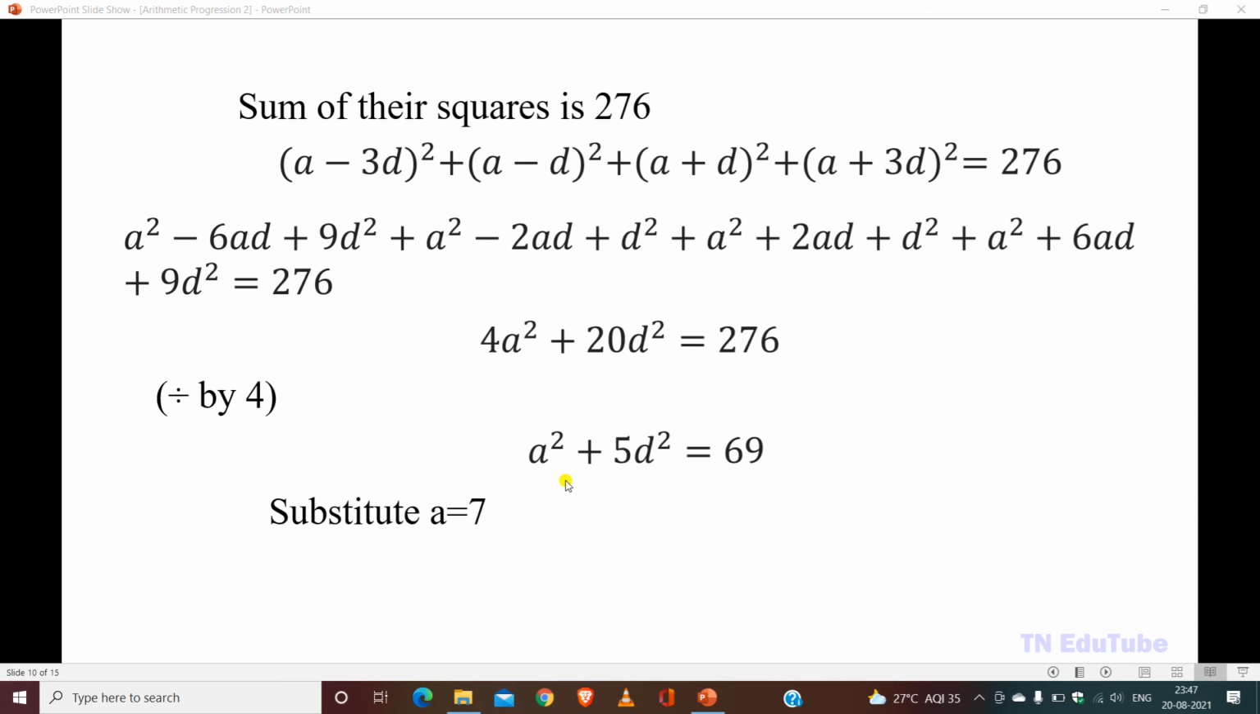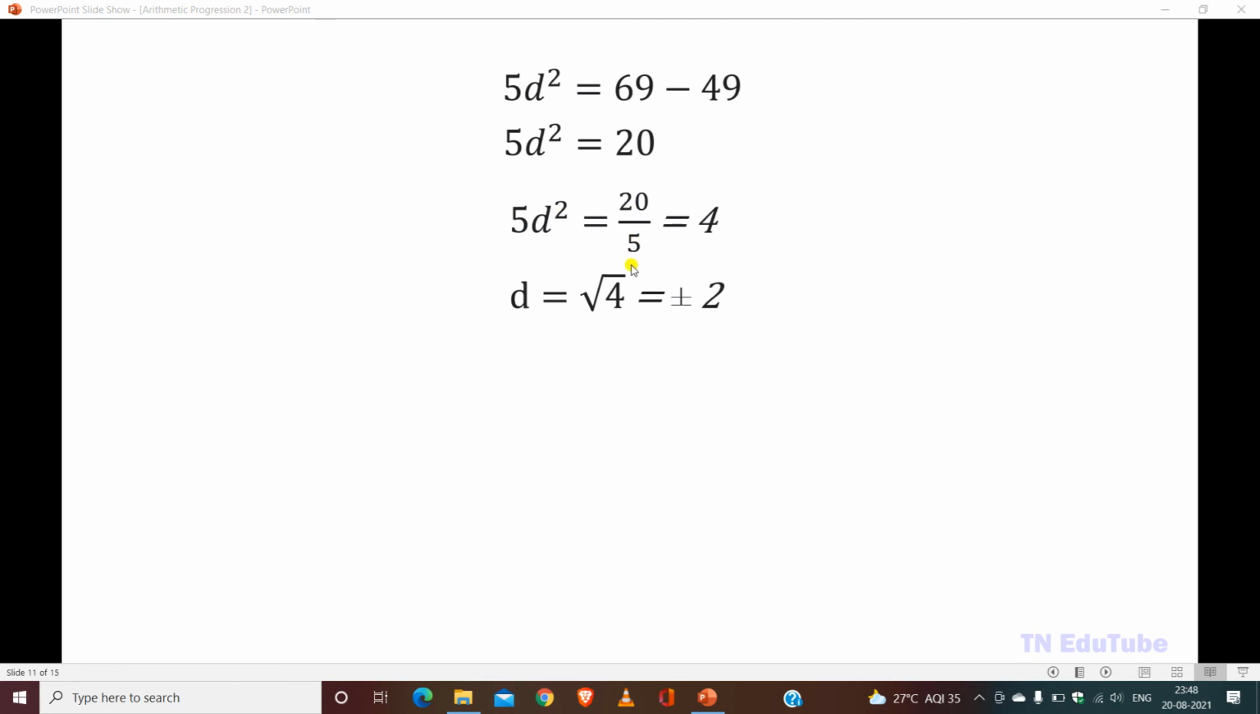Now substitute the value of a equal to 7. Already we get, isn't it? So substituting a equal to 7, you get 49 plus 5d square is equal to 69. Take this 49 to the right side. So you get 69 minus 49. 5d square is equal to 20. So d square is equal to 20 by 5.